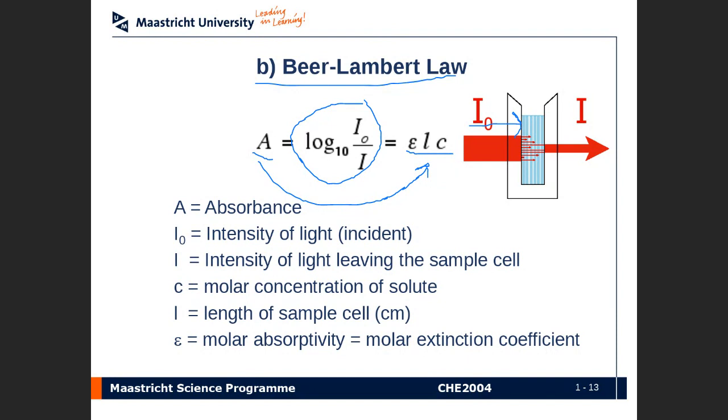You can find epsilon, of course, experimentally by running a series of experiments where you vary the concentration, look at the change in absorption, and you can then determine the molar absorptivity or extinction coefficient at a specific wavelength for a compound. And that's maybe something we can look at when we meet up.